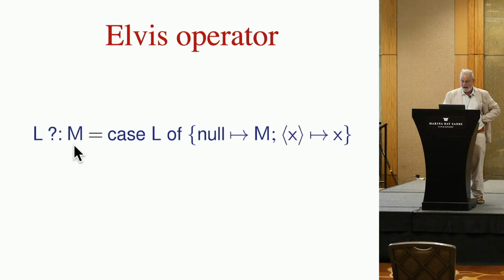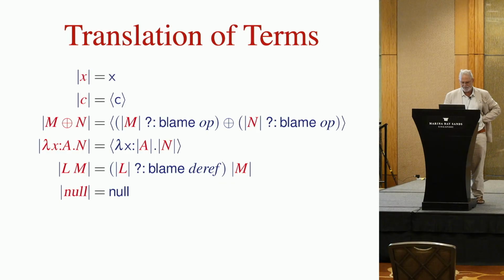And then we can define the Elvis operator, right? So L question mark colon M, I'll pronounce that Elvis. L Elvis M is just do a case on L. If it's null, return M. Otherwise, it's the lift of X, and you just return X. So we know now that it has a non-null type. And then the translation of terms is very straightforward.